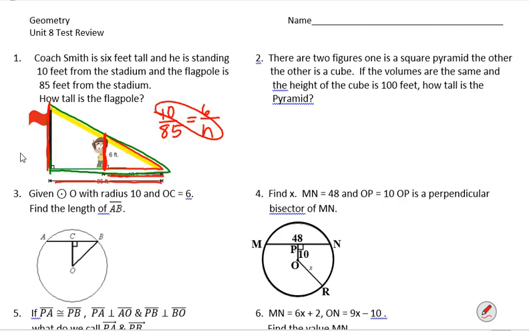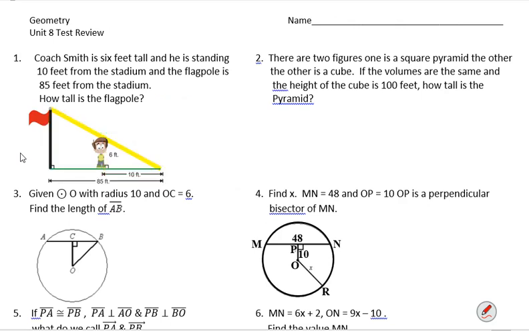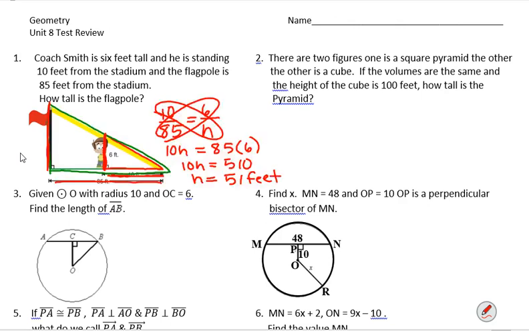We're going to multiply 10 times h, and then we're going to do this, the 85 times 6. When we do that, we get 10h and 510. So h, we're going to divide both sides by the 10, and so h is equal to 51 feet. That's the height of the flagpole.